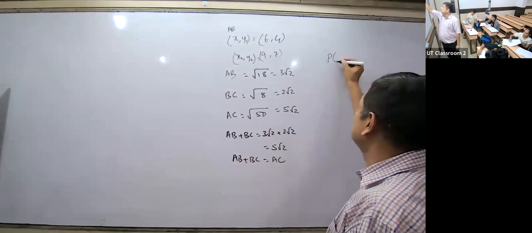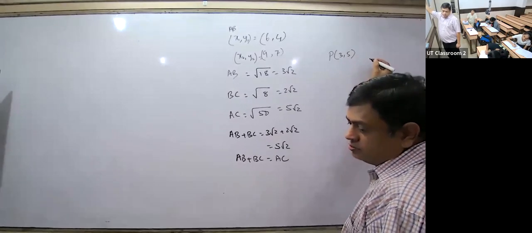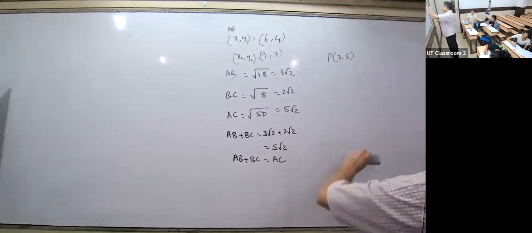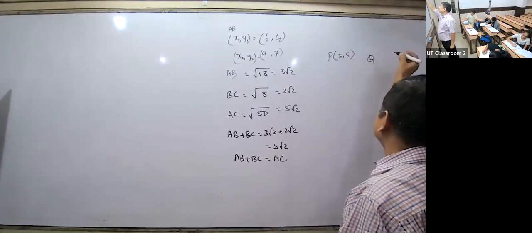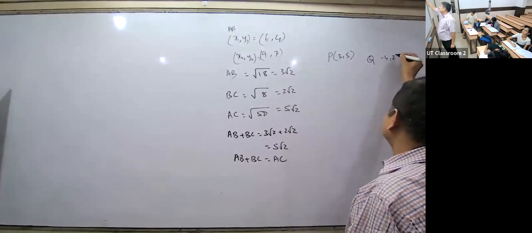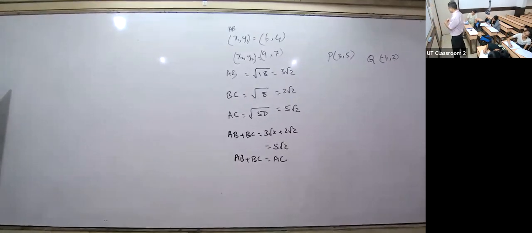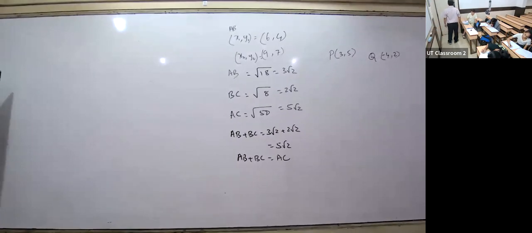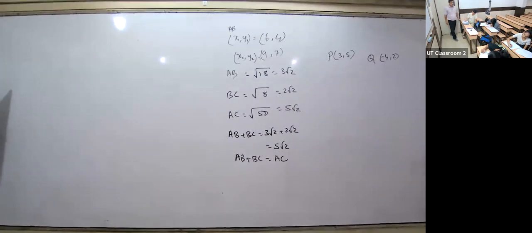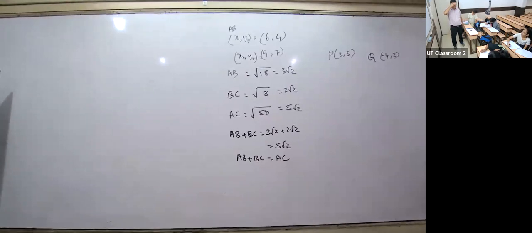P 3, 5 is the center of a circle. Q minus 4, 2 is any point on the circle. Find the area of the circle. Take pi equal to 3.14.